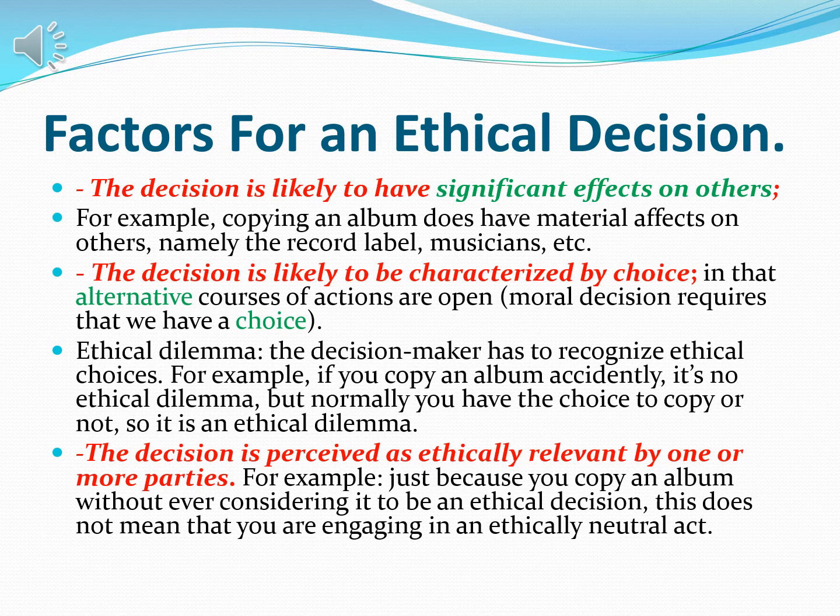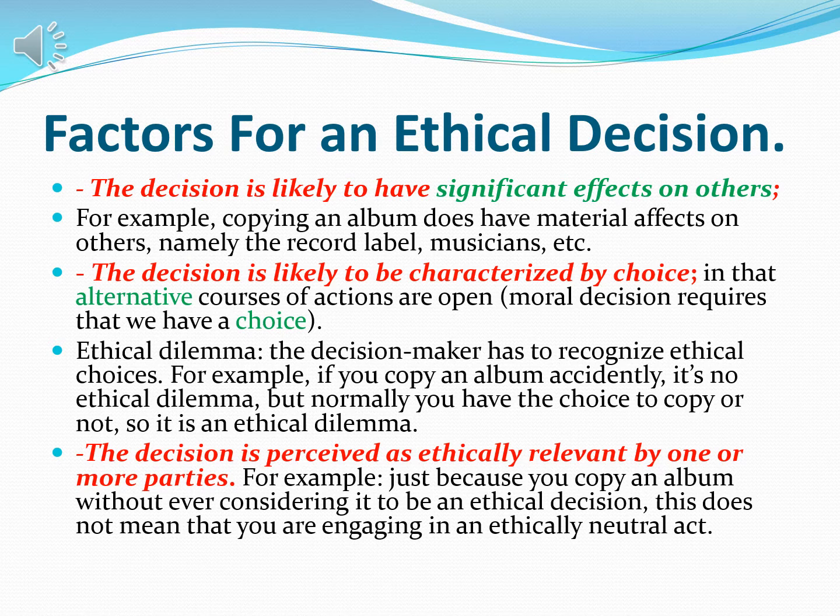The decision is likely to have significant effects on others. So number one, if we are making a decision, it should have significant effects on others. For example, copying an album does have material effects on others, namely the record label and the musician, etc. The decision is likely to be characterized by choice, in that alternative courses of action are open. A moral decision requires that you have a choice. So you should have more than one option for the decision.